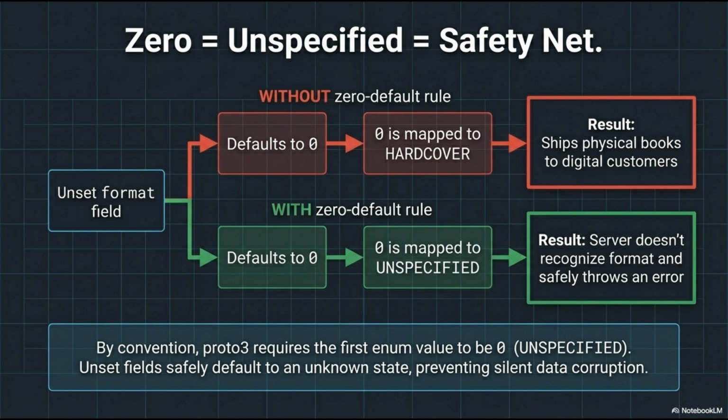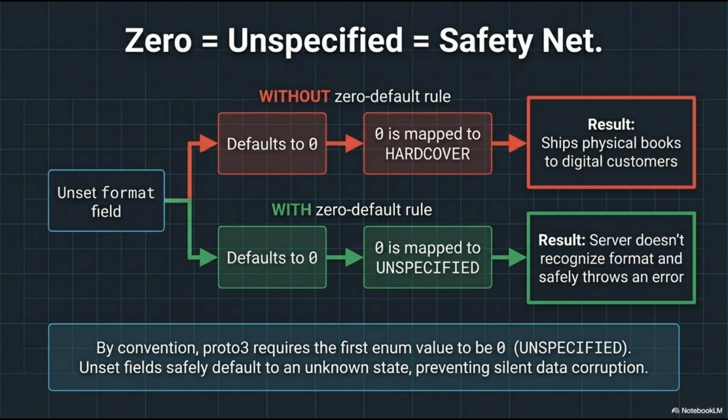Right. You'd be shipping physical books to people who just wanted digital downloads. That is a wildly expensive bug. Precisely. By forcing 0 to be unspecified, an unset format safely defaults to an unknown state. The receiving Java server reads it, sees unspecified, and the code is forced to say, wait, I don't know what format this is. I need to throw an error. Rather than silently corrupting the business logic, that makes a lot of sense.